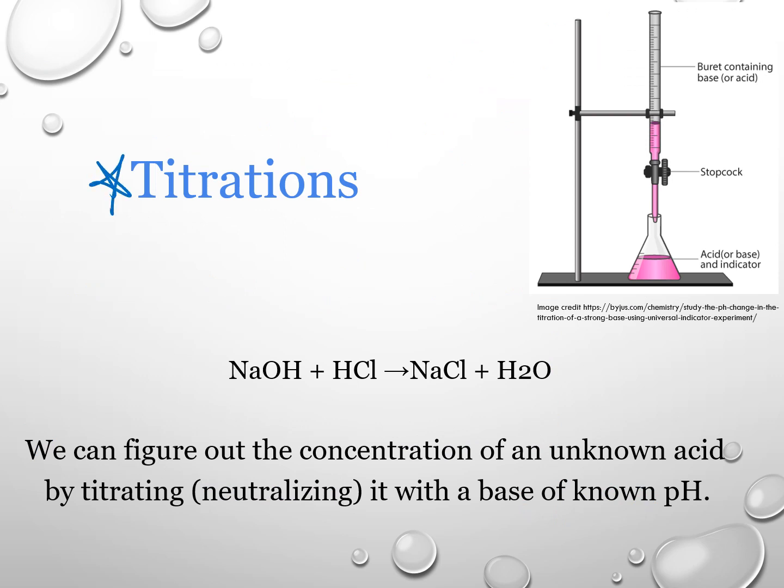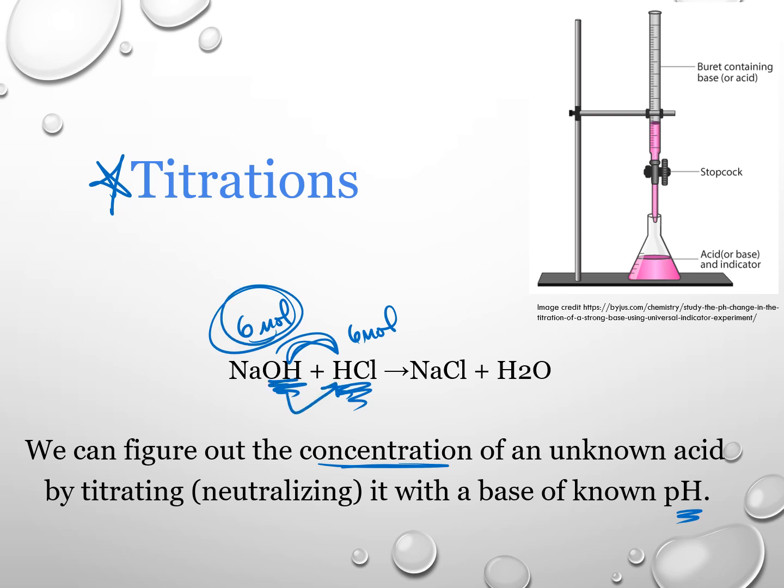So in a titration, we're going to figure out the concentration of some unknown acid by titrating it, or neutralizing it, with a base of known pH and known concentration. So basically, I don't know how much hydrogen is in my hydrochloric acid, but I'm going to mix it with my hydroxide until I have completely neutralized all of that hydrogen. And just like on the previous slide where we had 6 moles and 6 moles, if I can figure out how many moles of hydroxide I need to neutralize all of those hydrogens, then I know how many hydrogens we have.